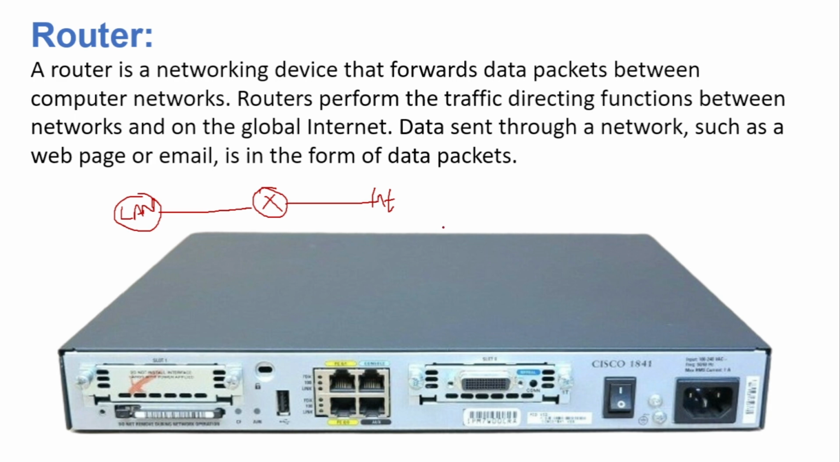Data sent over a computer network such as the internet is divided into packets. A packet is a small segment of a large message. A router, unlike a switch, has few ports. It doesn't have as many ports as a switch. We'll be explaining the router later in our videos. Router is also a very wide topic on its own.